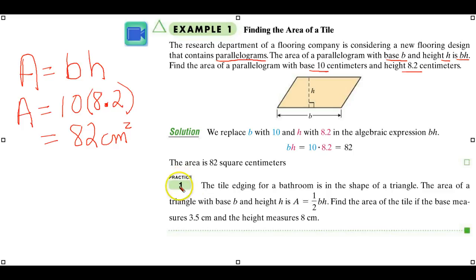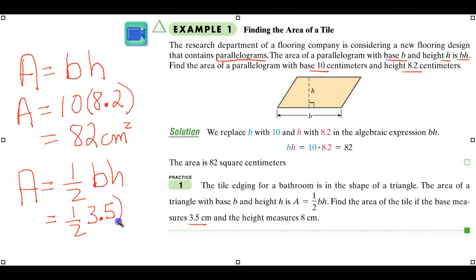Now often they give a practice example, but they don't give the solution. We won't do them all, but from time to time. Here we're talking about a triangle, and the area of a triangle is a little different than this. It's 1/2 the base times the height. So they're saying the base is 3.5, and we have to put that in parentheses, and the height is 4. Well, I should say 8.